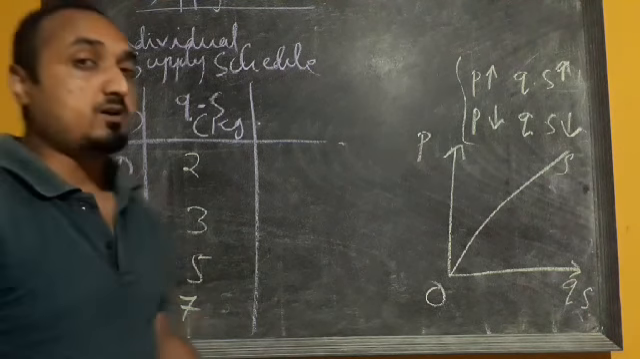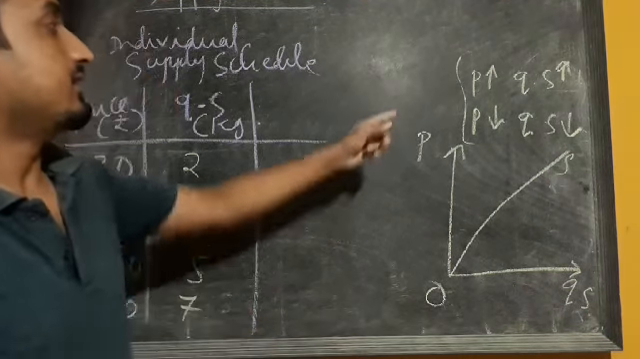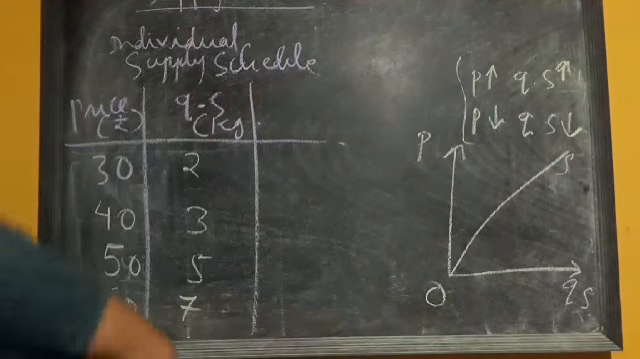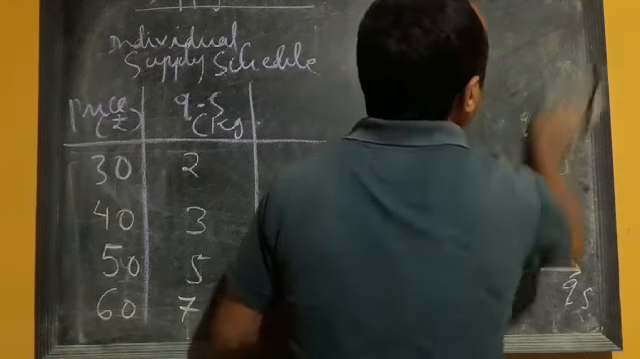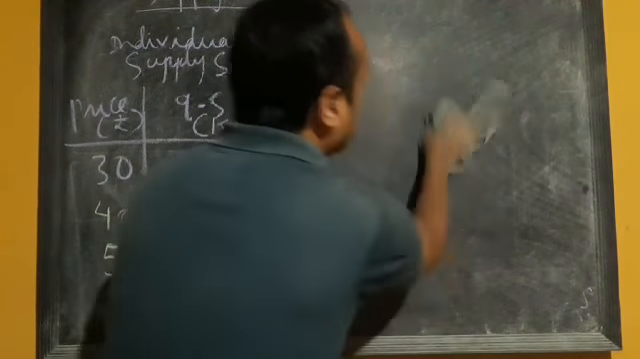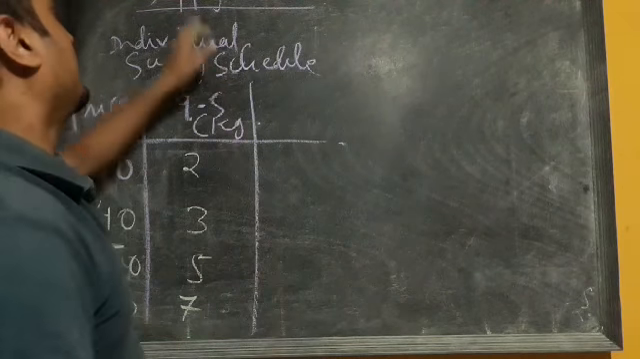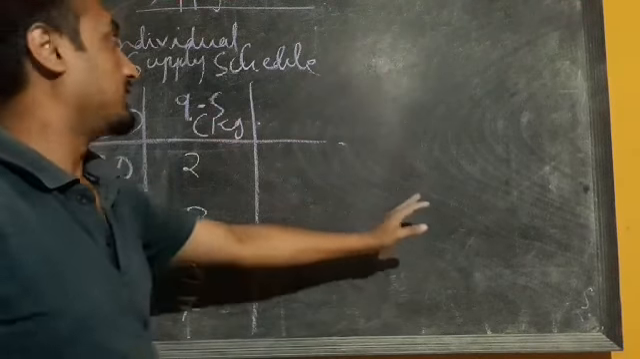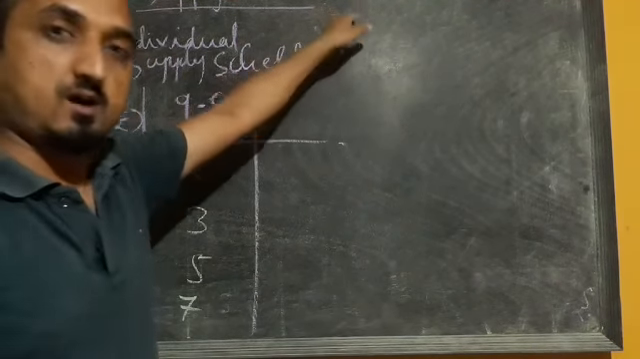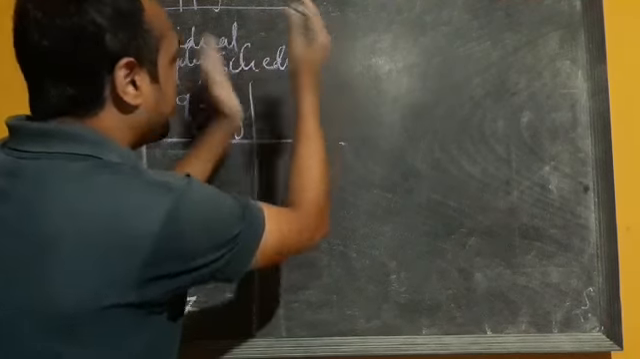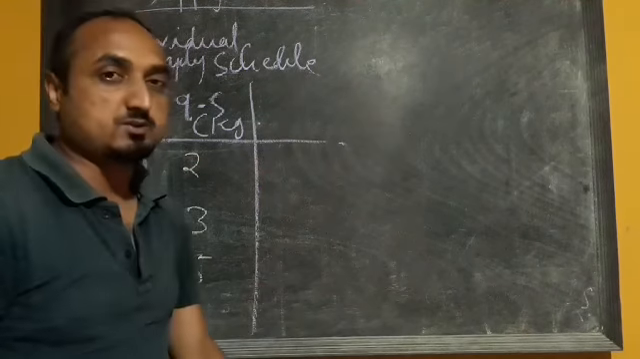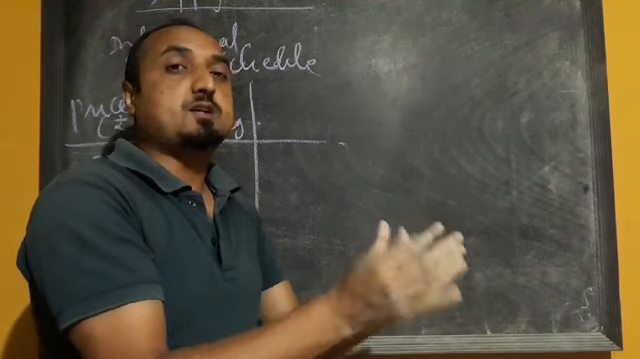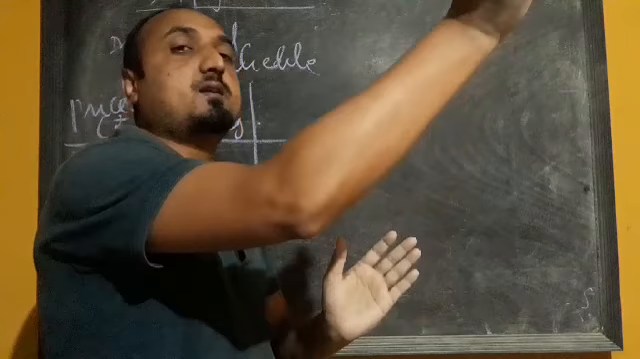Now, if we plot this price and quantity supplied in a graphical form, we'll get a curve, and that curve is called the supply curve. If we have mentioned individual supply, we'll get the individual supply curve. Okay, whatever graph we get after plotting, that will be your individual supply curve. Similarly, if we take a larger number of producers, that is, the market supply schedule, and plot a graph on the basis of it, we'll get the market supply curve.